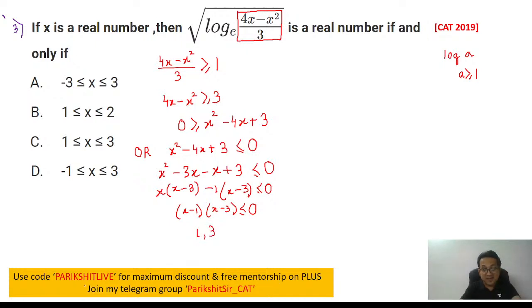Now remember, this is an inequality. And if you have followed my previous videos, what do we do now? In an inequality, after we get those values of 1 and 3, what we do is we apply the shortcut called wavy curve shortcut, right?